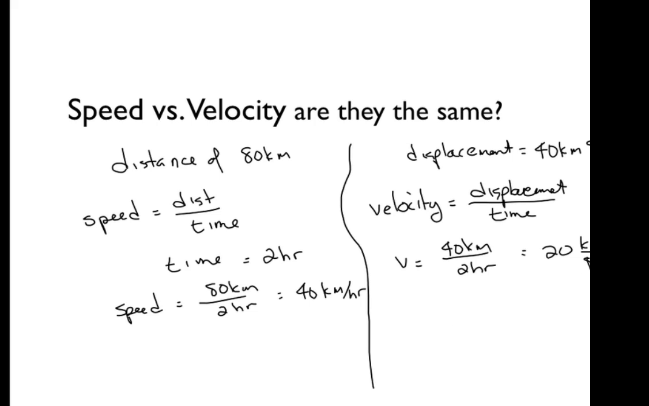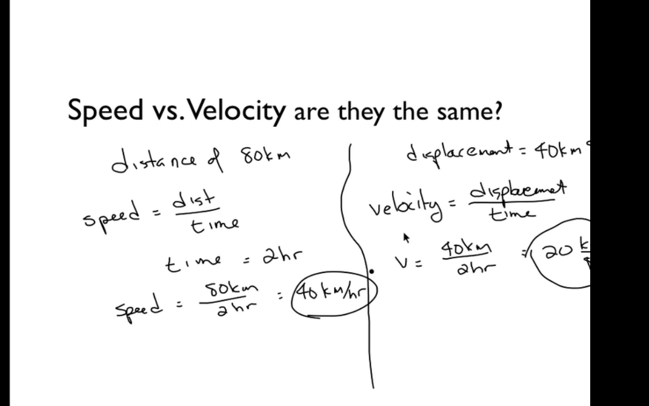So you can see those two values are definitely different. This is how fast you were actually riding in the car, but this is really how fast you were going in the southerly direction on average. Okay, so there's the difference between speed and velocity.